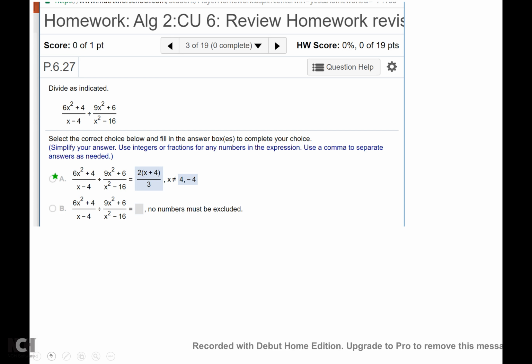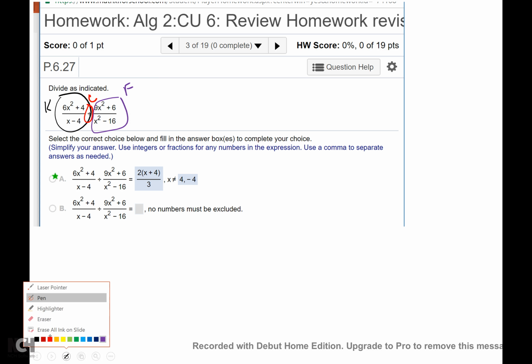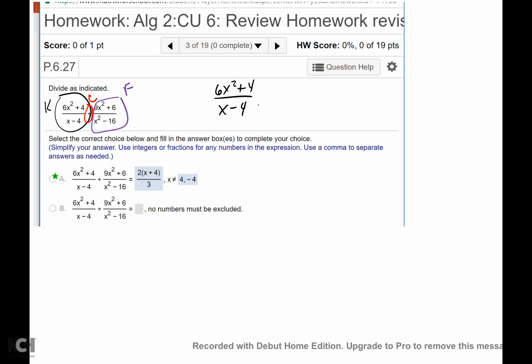And number 3. Now we have to divide. So here we're going to change division to multiplication, and we're going to flip the last one. Okay, so if I rewrite this, I have 6x squared plus 4 over x minus 4 times, instead of divide, and then I flip the last one, is going to be x squared minus 16 over 9x squared plus 6.